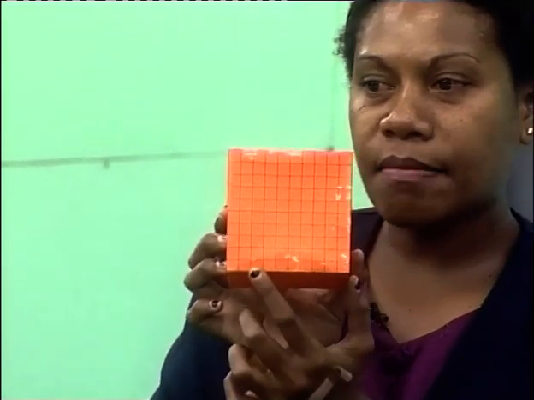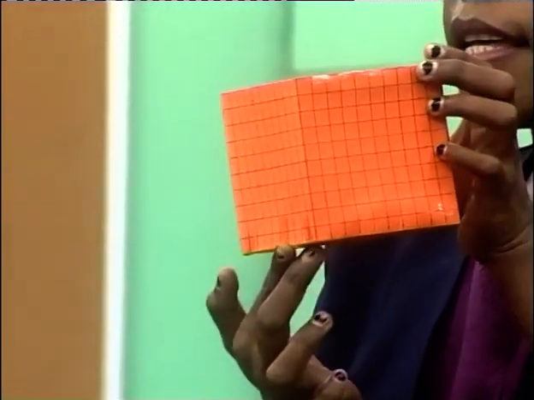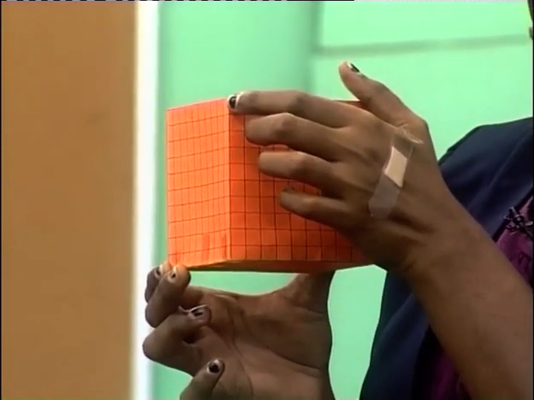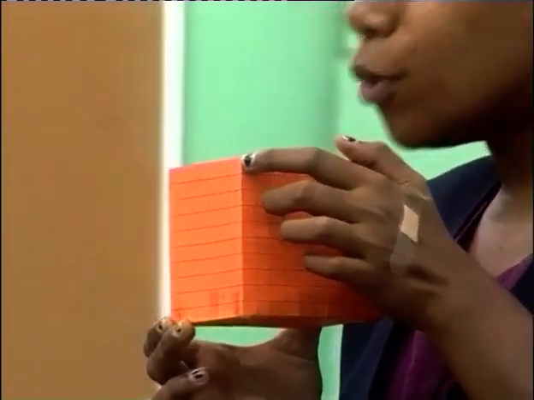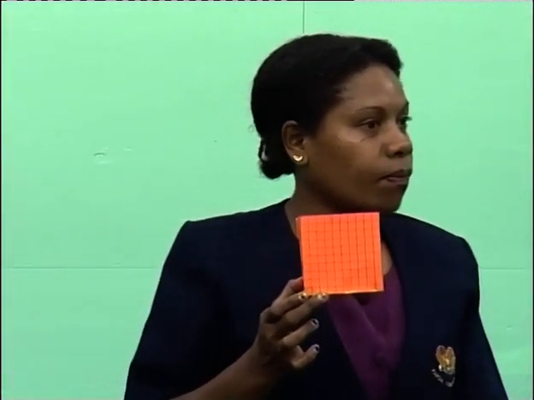So here I have 10 centimeters. That's the length. The width, how many centimeters? 10 centimeters. And the height? 10 centimeters. So what is the volume of this cube? You've given me the length, which is 10 centimeters, the width, which is 10 centimeters, and the height, which is 10 centimeters.